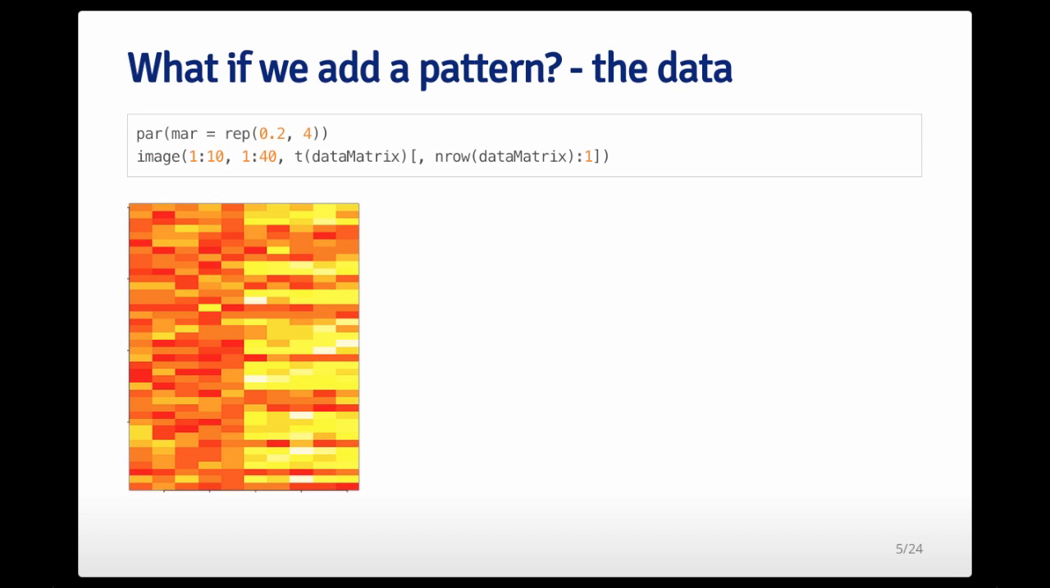So now if I plot the data, you can see that the right-hand 5 columns are a little bit more yellow, which means that they have a higher value, than the left-hand 5 columns, which are a little bit more red, which means they have a lower value. That's because some of the rows have a mean of 3 on the right-hand side, and some of the rows only have a mean of 0 on the right-hand side. So you can see there's an obvious step pattern there.